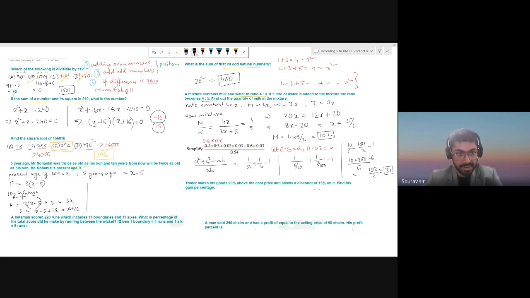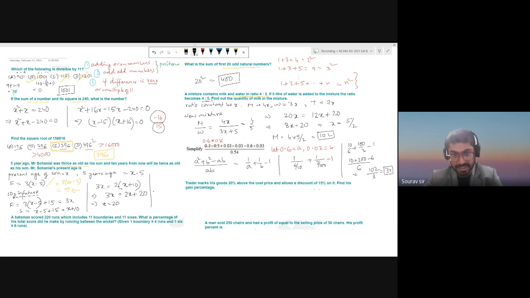Now a condition will be given. 10 years from now, he will be twice as old as his son. So 3x will be equal to twice of son's age. So 3x equal to 2x plus 20, so x equal to 20. So what is Mr. Sohanlal's present age? So his age 5 years ago was this, right? This was his age 5 years ago. So this becomes 3 into 20 minus 5, right? So 3 times 15, 45. So 5 years ago he was 45.